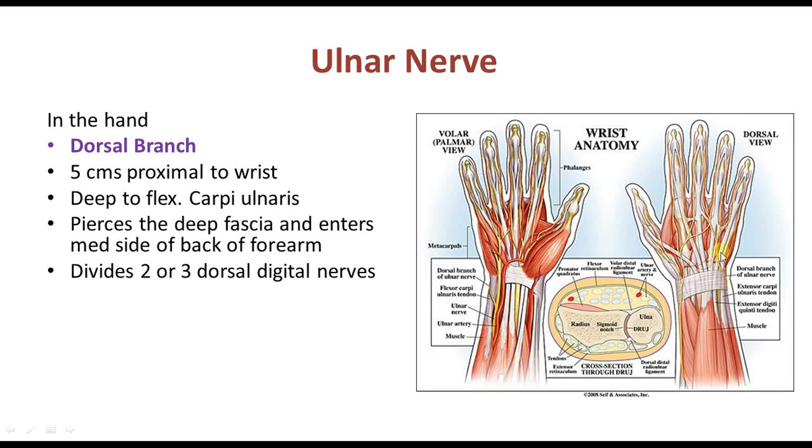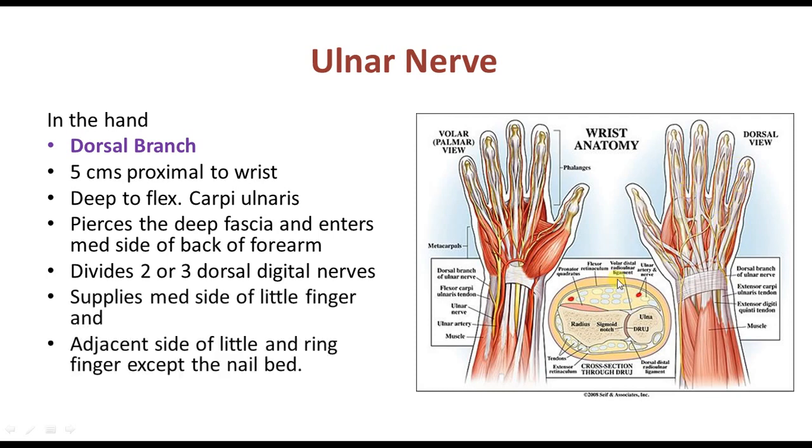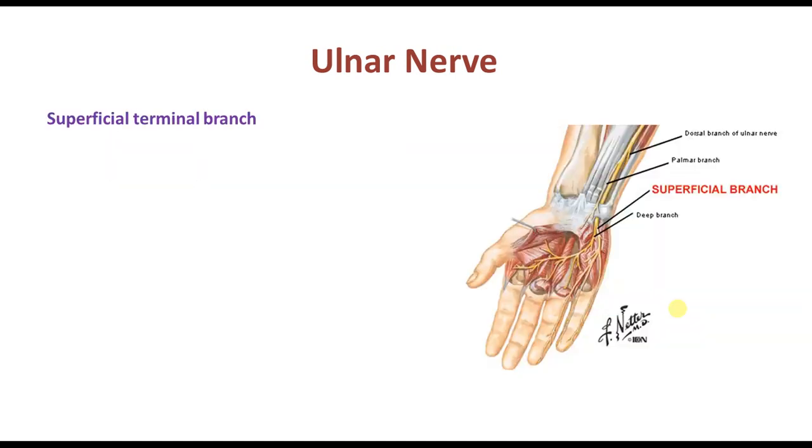So the dorsal branch of the ulnar nerve will give one proper digital nerve to the medial side of the little finger and one common digital nerve which supplies the adjacent sides of the little and the ring finger. Okay, so the medial side of the little finger and adjacent sides of the little and the ring finger. So that is about the dorsal branch of the ulnar nerve. It is a cutaneous branch. So the dorsal cutaneous branch of the ulnar nerve.